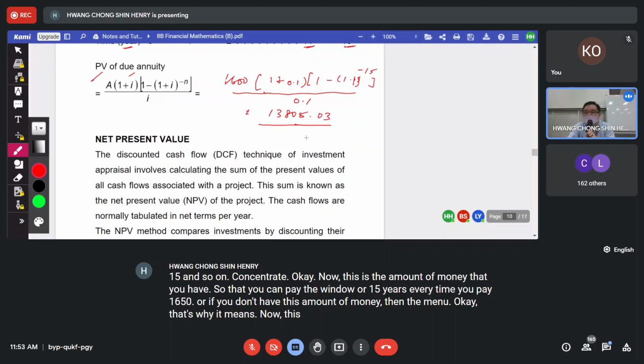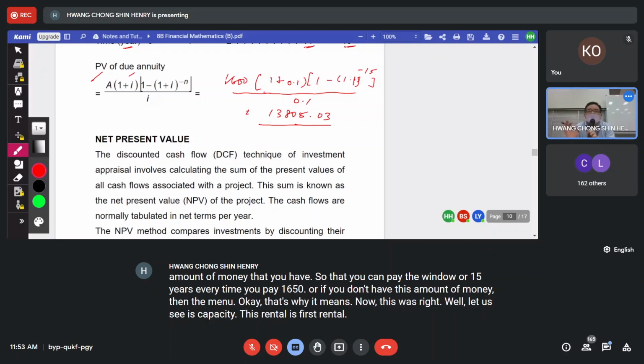Nowadays you also have to pay the deposit first, right? When you rent a room, deposit is deposit. First rental is first rental. Okay, that's all.